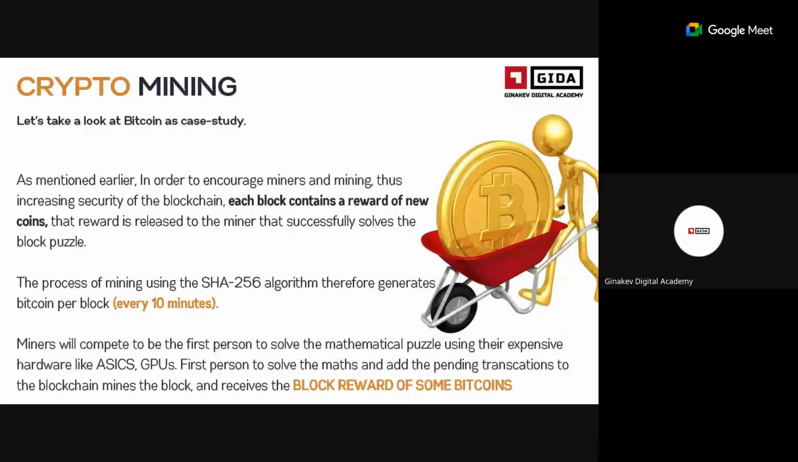Now let's take a look at Bitcoin as a case study. As we mentioned earlier, in order to encourage miners and mining, thus increasing the security of a blockchain, each block contains a reward of new coins. That reward is released to the miner that successfully solves the block puzzle. The process of mining using the SHA-256 algorithm therefore generates Bitcoin per block every 10 minutes.